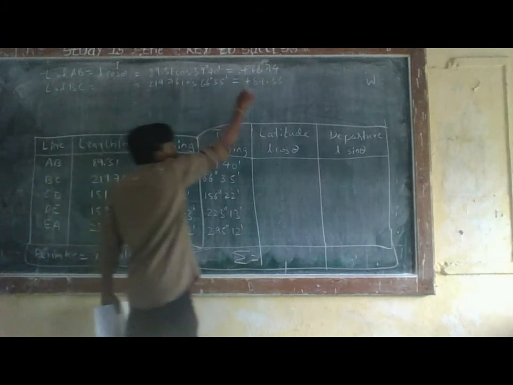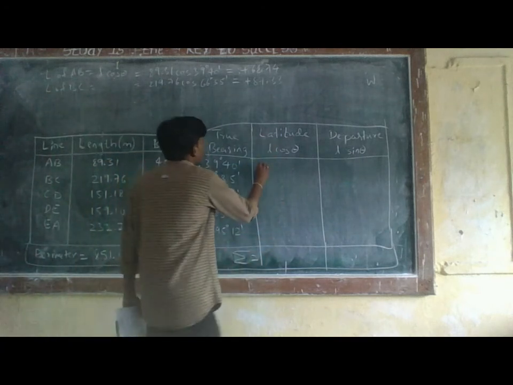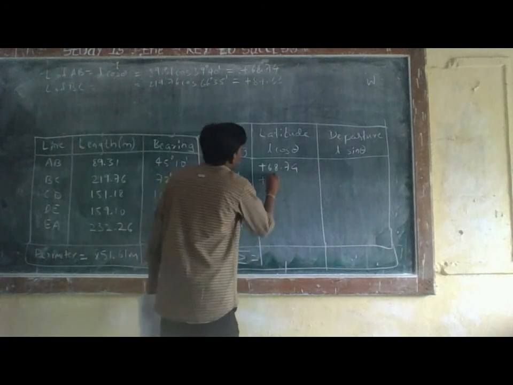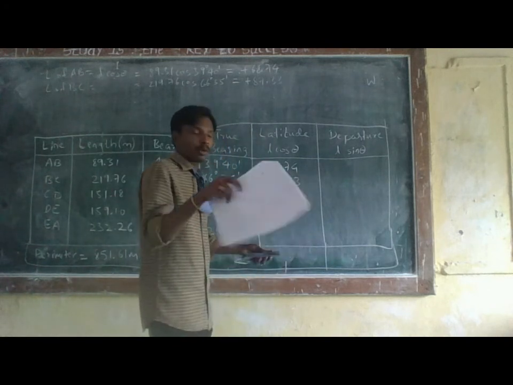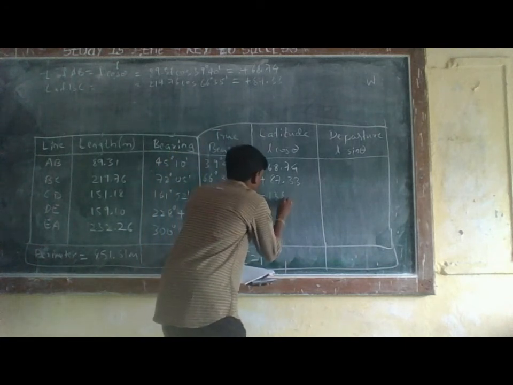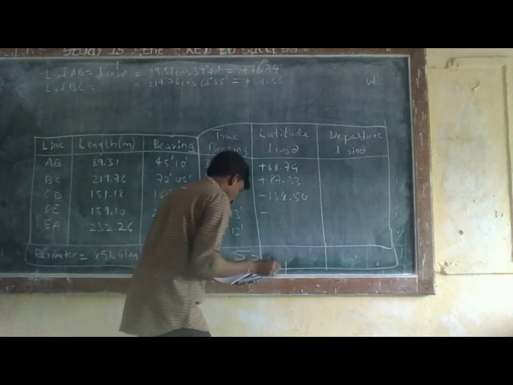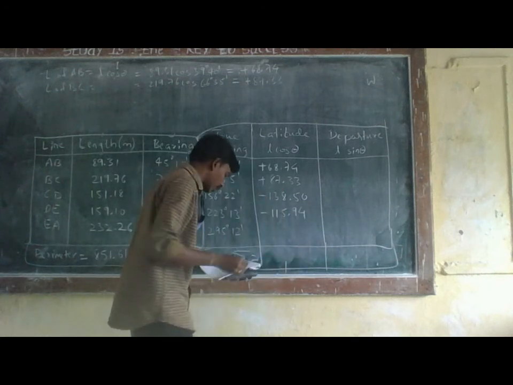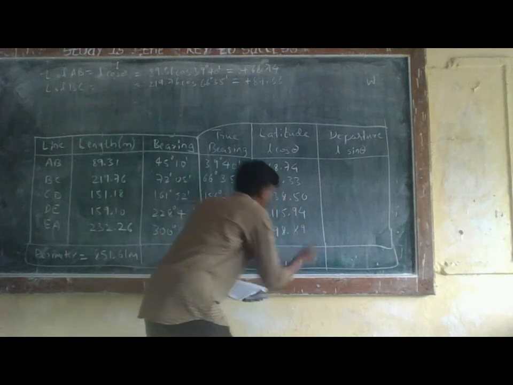Now substitute these values in the respective rows in the latitude column. The first one is plus 68.74, the second one is plus 87.33, and the rest you have to calculate directly. The third one is minus 138.50, the fourth one is minus 115.94, and the fifth one is plus 98.89.